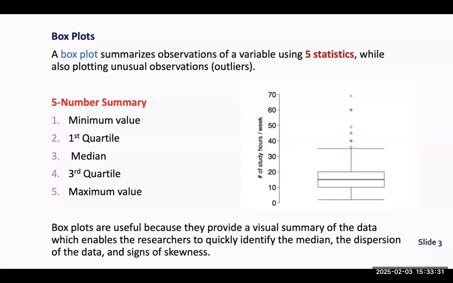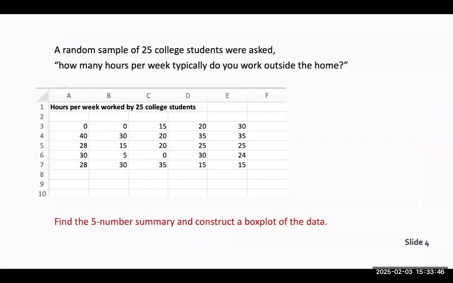But for right now, I just want you to understand that the whiskers tell you where data is similar, and if you have points outside the whiskers, you would have a point for each outlier, something living outside the whisker length.